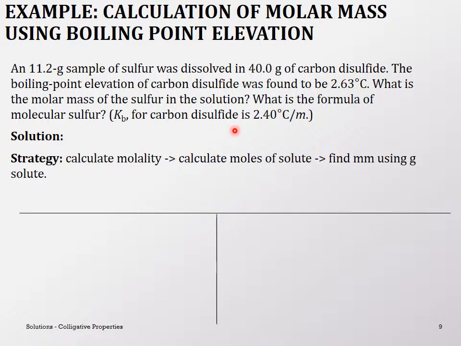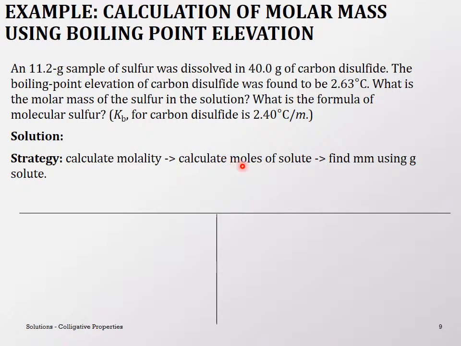So the Kb is given to us for the solvent, which is carbon disulfide. So what's our strategy? Our strategy again is to calculate molality. If you look at the previous problem, the molality was already given to us. We didn't have to calculate that, which is why the difference in the temperature was not given. But in this case, the difference in the temperature is given to us. So we're going to use that to calculate the molality of the solution. We will find the moles of the solute as usual, and then we'll find the molar mass using the grams of the solute, which is given to us over here.